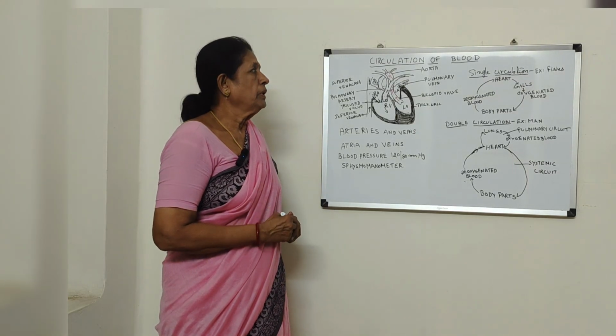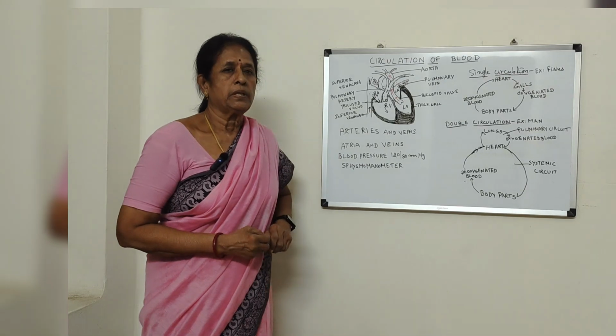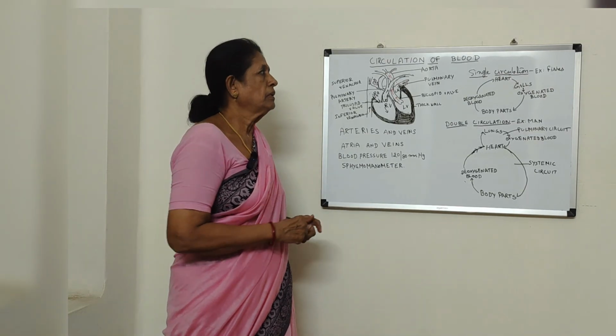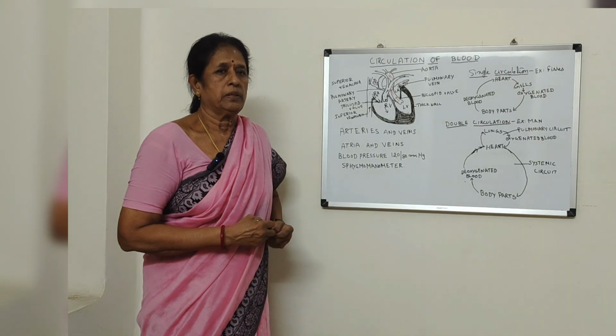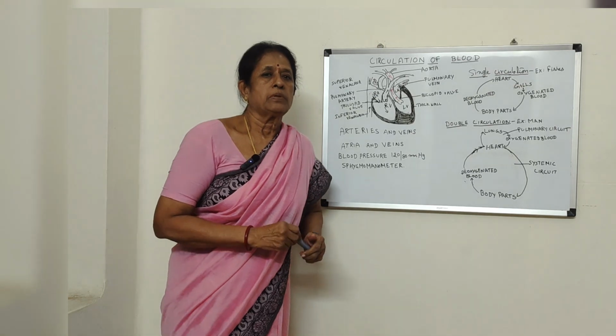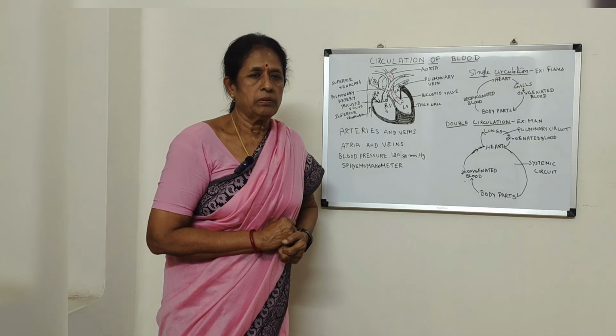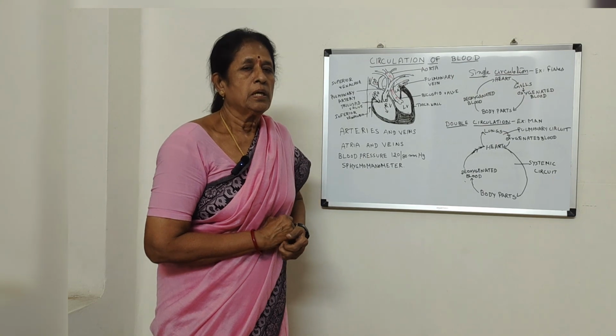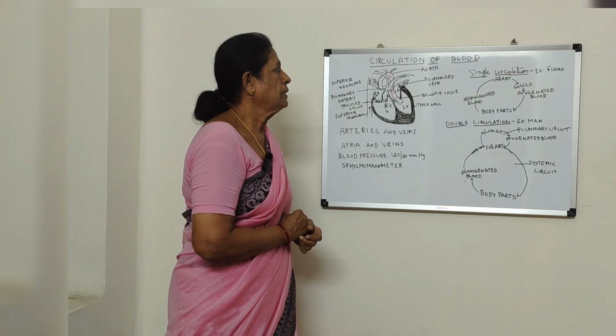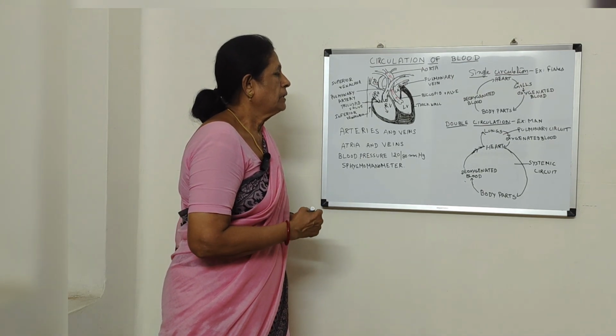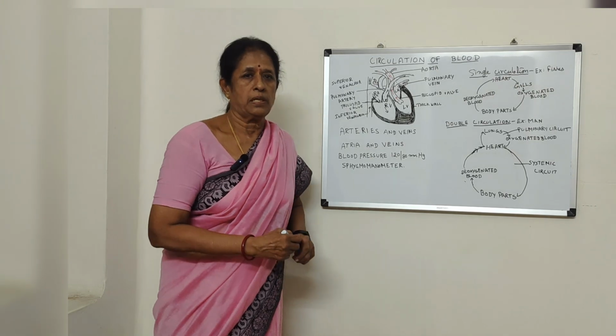So now we are going to deal with another important topic, that is circulation of blood. In the previous class we have studied about the external and internal structure of human heart. And now we shall see how the circulation will take place and what are the different types of circulation.